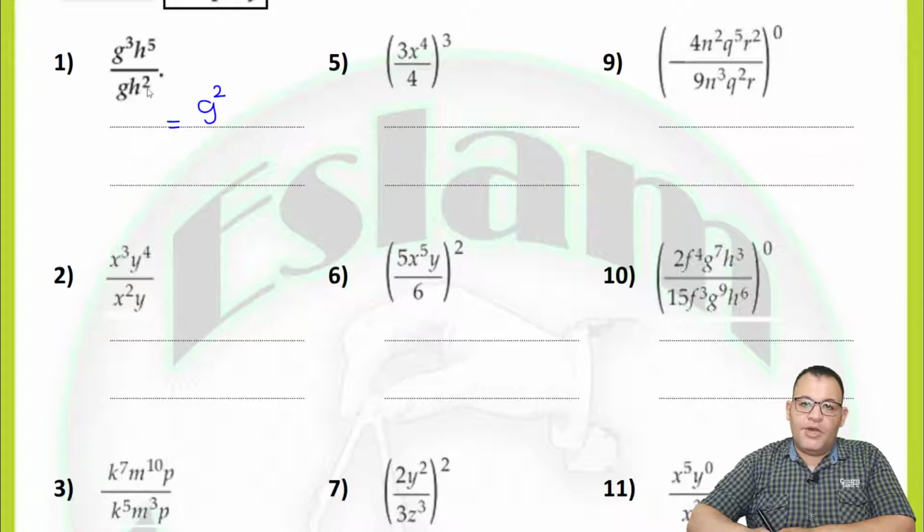Now we have h up and h down. The bigger is up, so we'll write h up and subtract the power. 5 minus 2 equals 3.